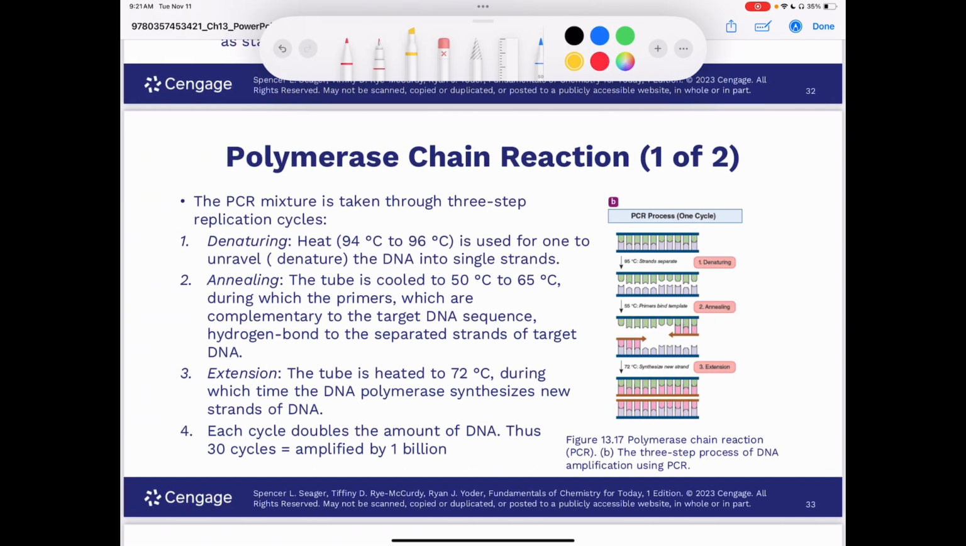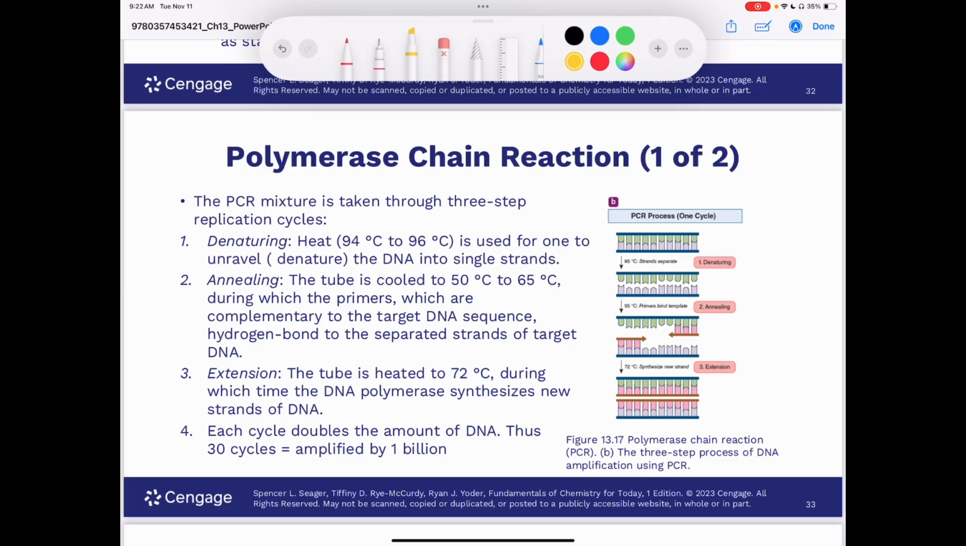Number one is denaturing. So this is where it's heated from 94 to 96 degrees Celsius. And we do this for 1 to several minutes to unravel or denature the DNA into single strands. This replaces the DNA helicase used to unwind the DNA in nature.